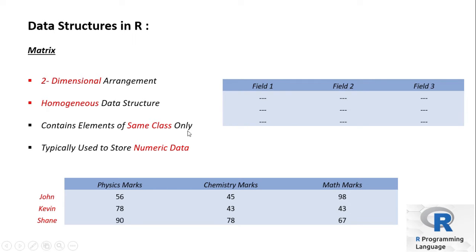It can contain elements of the same class only, so if we are storing numbers, we store numbers. If we are storing characters, we store characters. And here I've just taken one example where we have tried to store just numbers. So these are like in a classroom setting, we can think of three students named John, Kevin, and Shane, and their marks in three different subjects like physics, chemistry, and mathematics. And these are the numbers that they have scored in that particular examination.